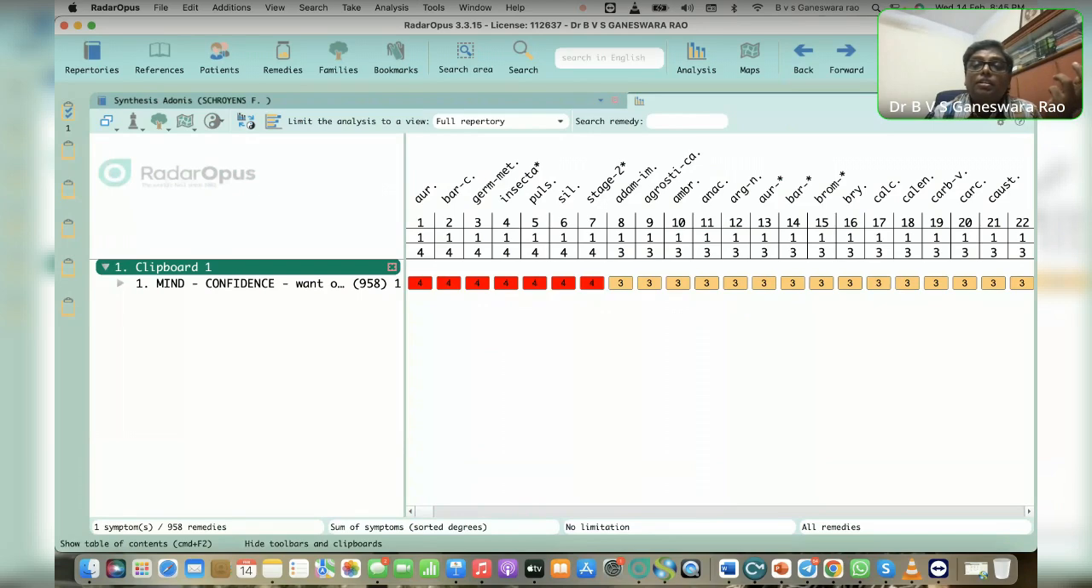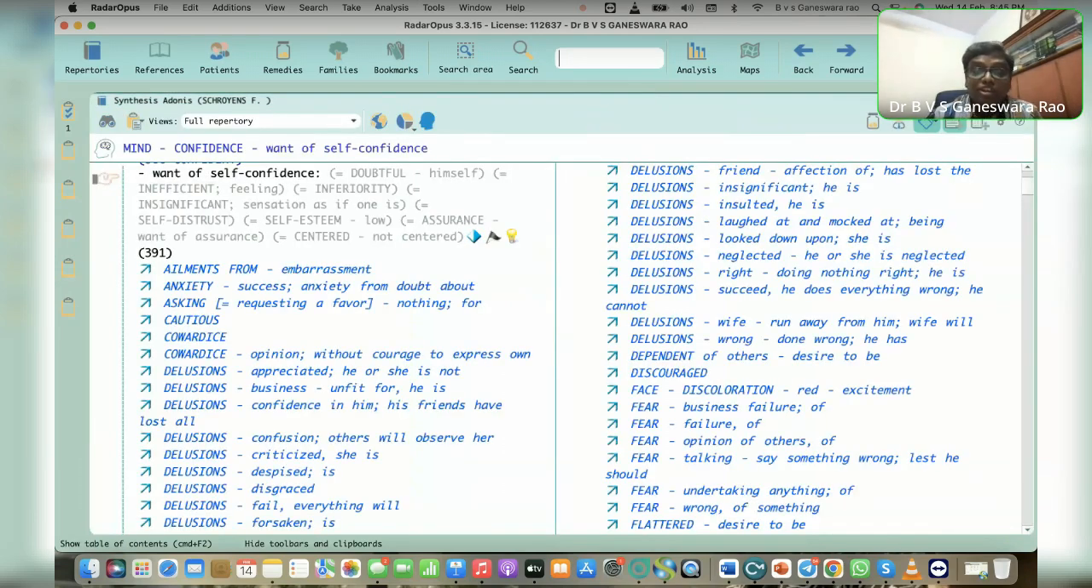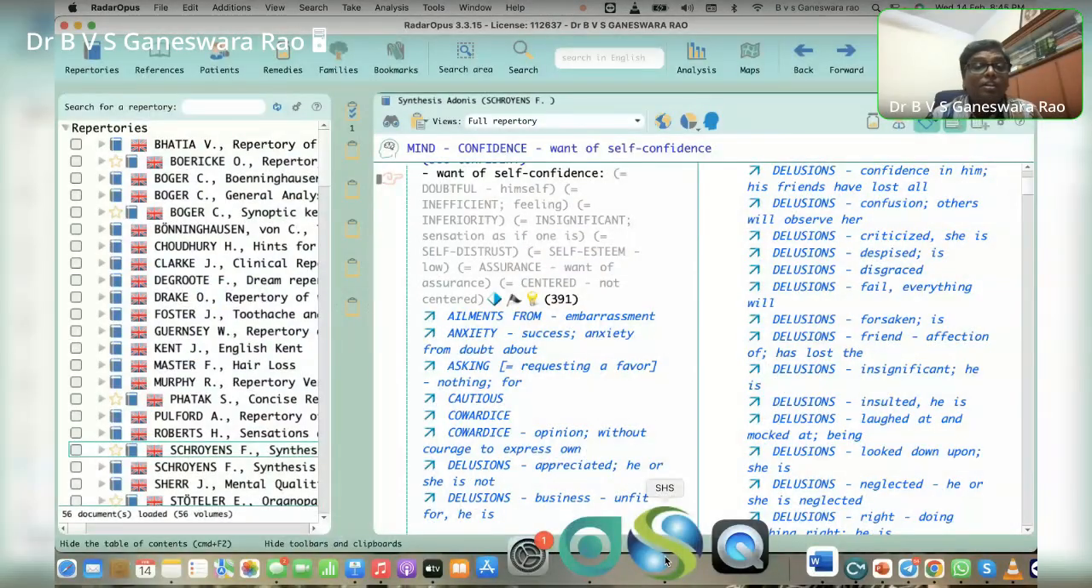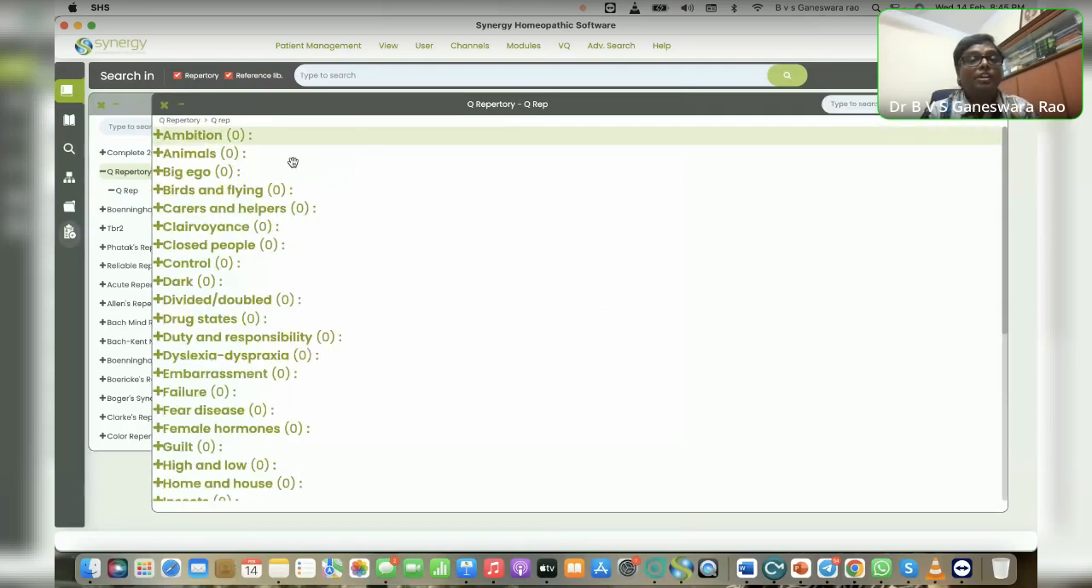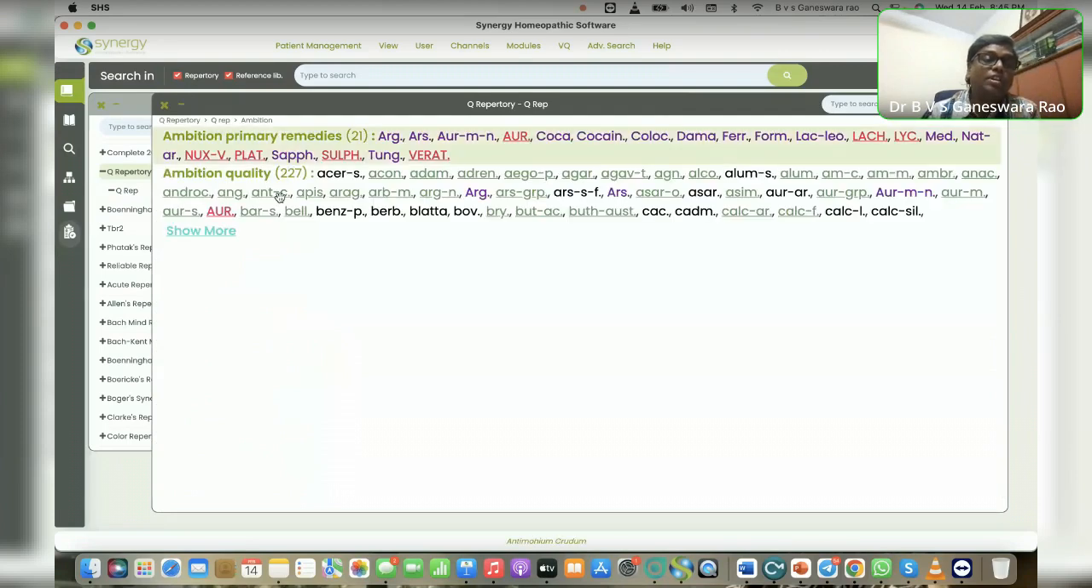To make it much easier, I will show you something, because these repertories are nowadays available in all the software, and most of the time I believe those who are practicing with the sensation method and the repertorization method have the software with them. So if you have that, this is one repertory which can help you a lot. For example, the ambition rubric is there. Ambition quality you can take.